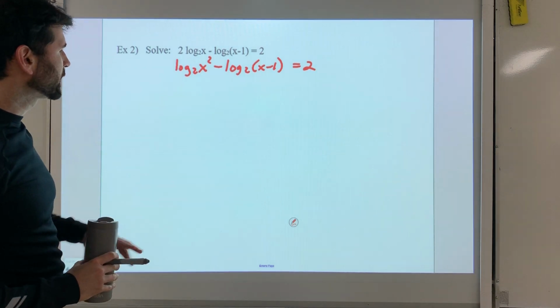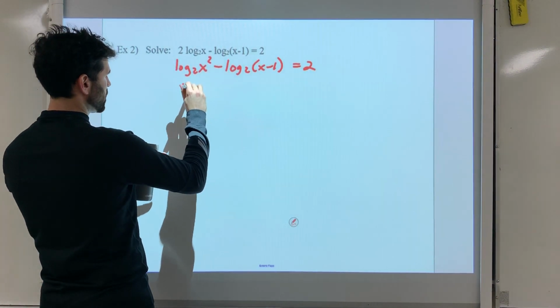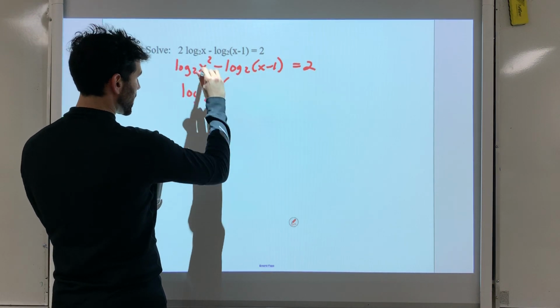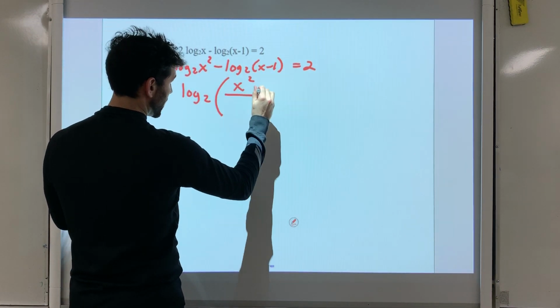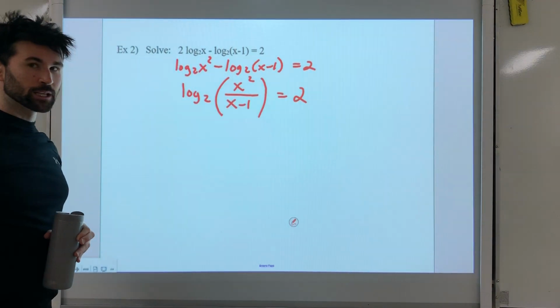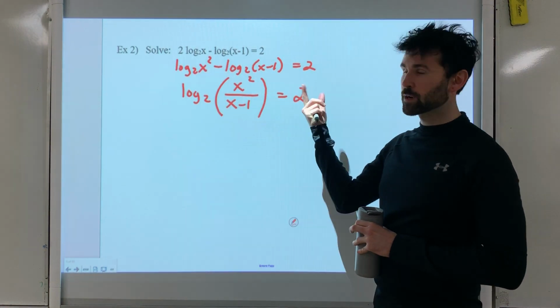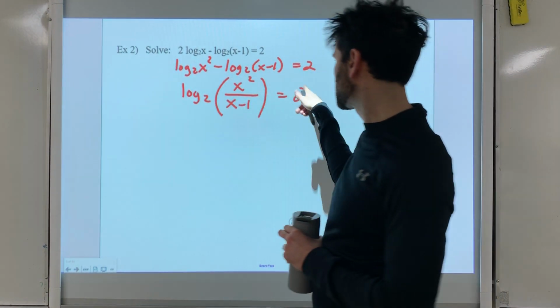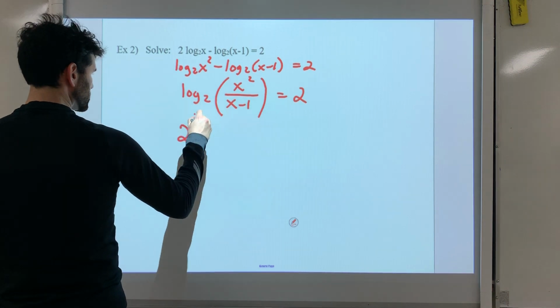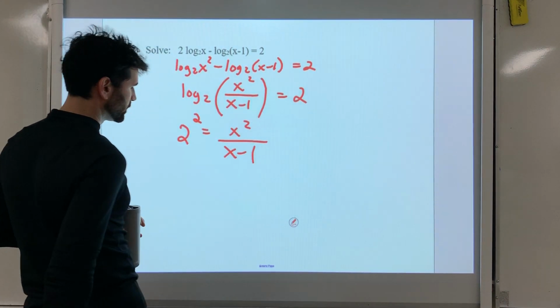Now I'm in a position where I'm like, I got subtraction. That's quotient law. Same base, right? So log base 2, big bracket, first argument divided by the second argument equals this. Now that's looking pretty complicated. There's only one thing you can do at this point. You got 1 log. You can write it in exponential form. So you can go 2 to the power of 2 equals the argument. So that's just the definition of a log right there.